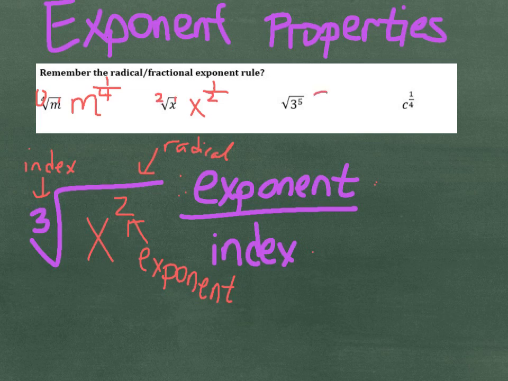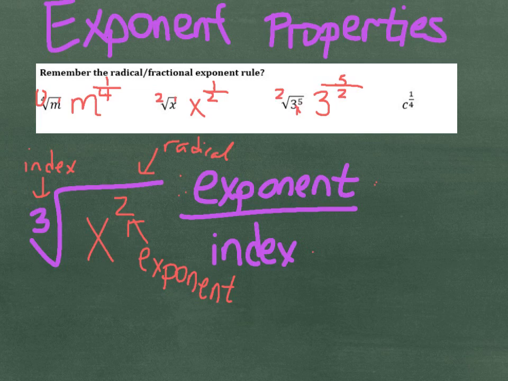The third example, the 3 is going to stay as the base. The 5, I see I have an exponent, so that's going to go in the numerator of the fraction. And again, the index I don't see, so that's going to be a 2. So 3 to the 5/2 power.